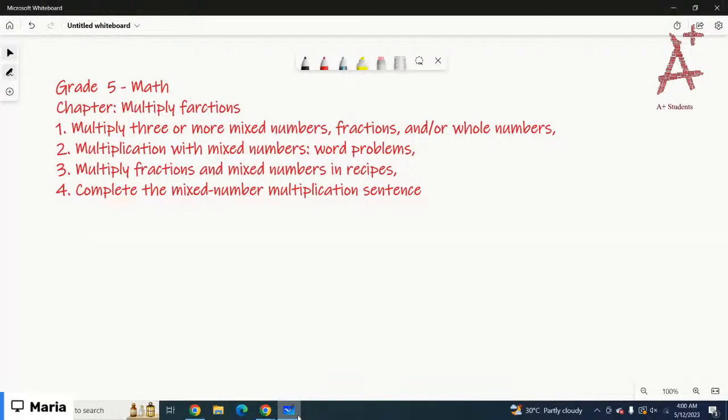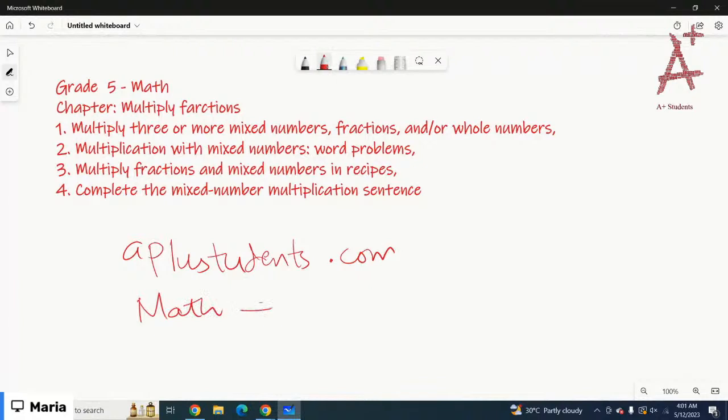We're going to start with grade 5 maths. You can find all the lessons on aplusstudents.com. You have to log in there using your email address, and the password is provided by the administrator. Then you have to select math from the subject tab. Scroll down to grade 5 maths and then click on view all lessons.